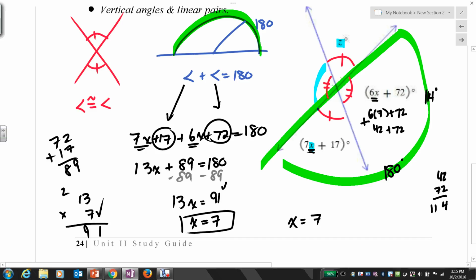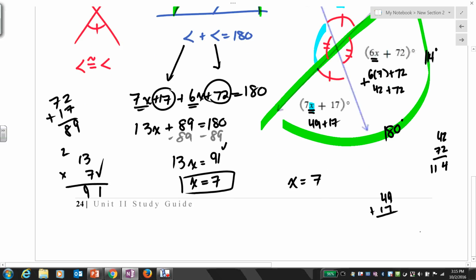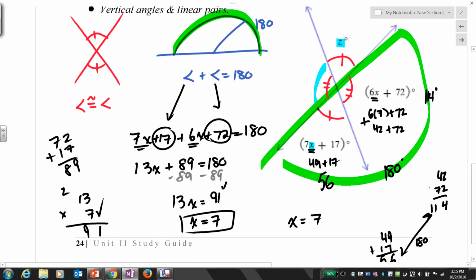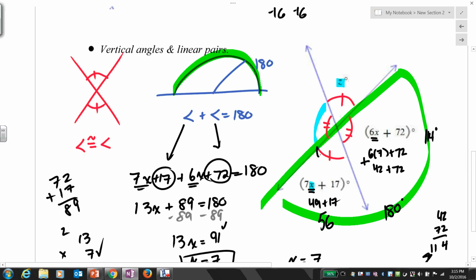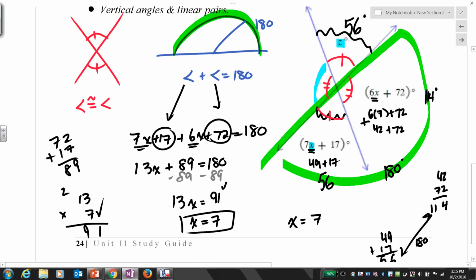I come over here, 7 times 7 is 49 plus 17. I'm checking my math. And that's 56, which makes sense because 114 plus 56 does add up to 180, so I know my math is correct. So Z is going to be vertical to the 56. So in this case, Z degrees is 56.